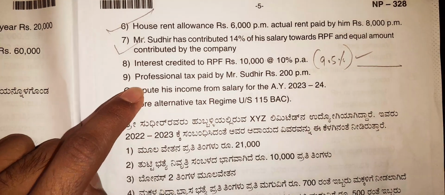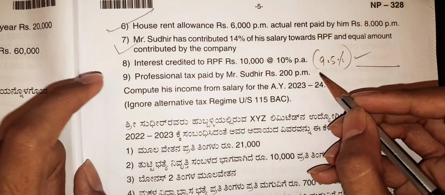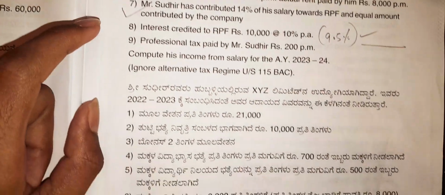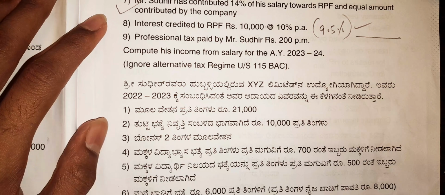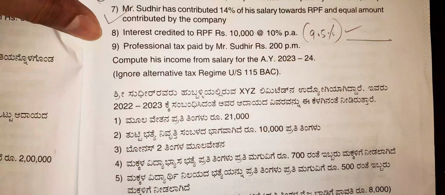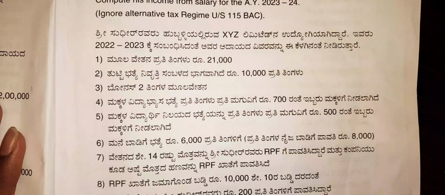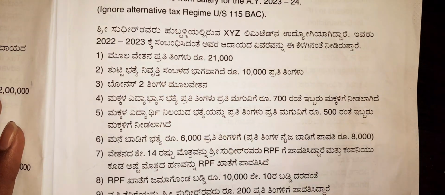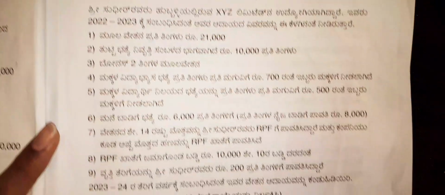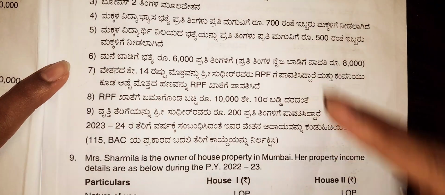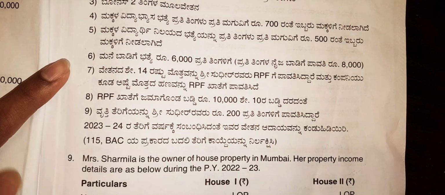Next, professional tax, it is the third deduction. So only this much detail. Very simple problem they had given, and we have to compute his income from salary. So Kannada students can take the screenshot of the question. Yes, this is a continuation of the question. If you can take the screenshot.